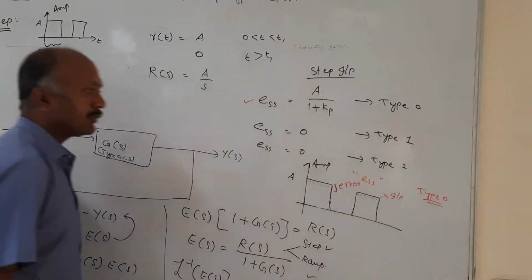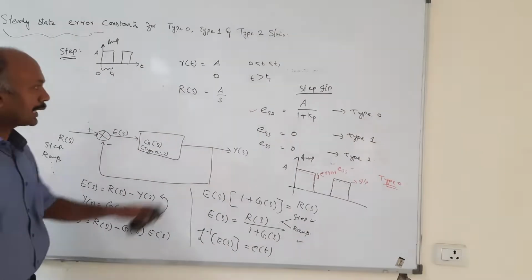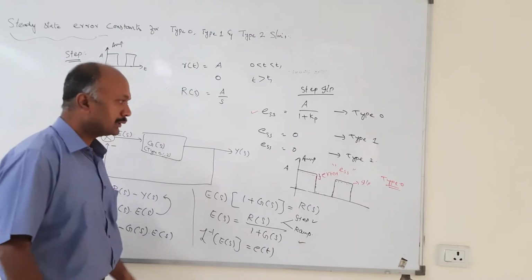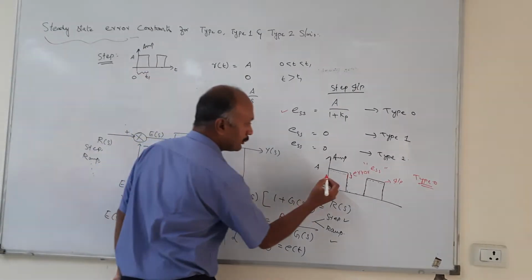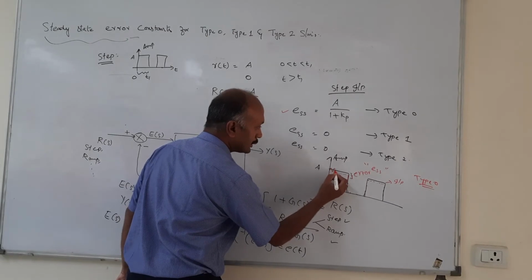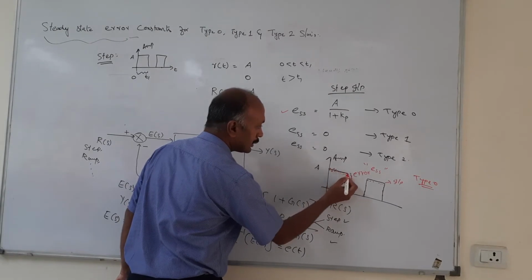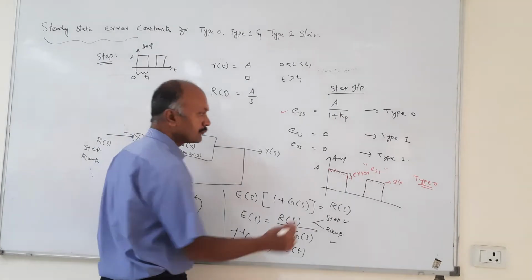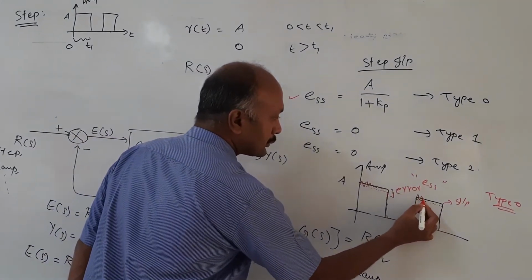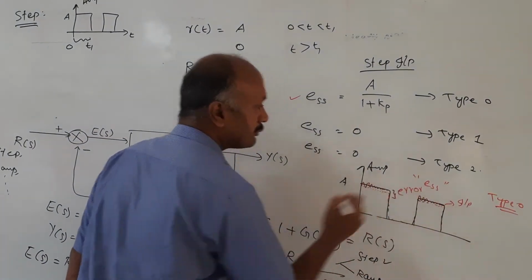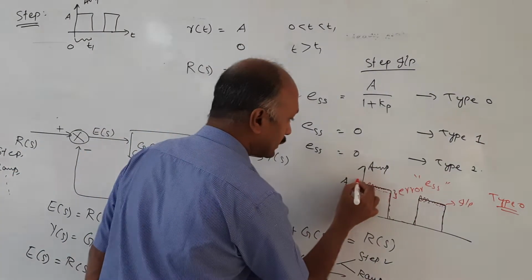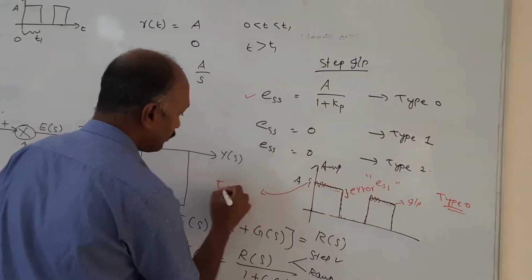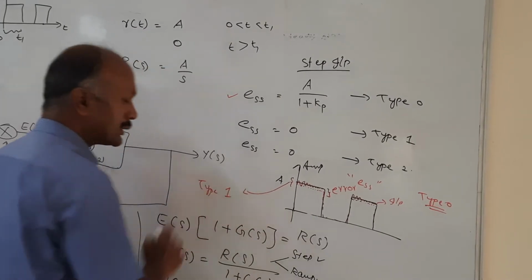Now what will happen for a type 1 system? For type 1, your error will be 0, and this is a steady state error. The response will be something like this and then it will have a steady state value. You will have some transient response and then you will have a steady state value. So these oscillations are what you will have for a type 1 system.